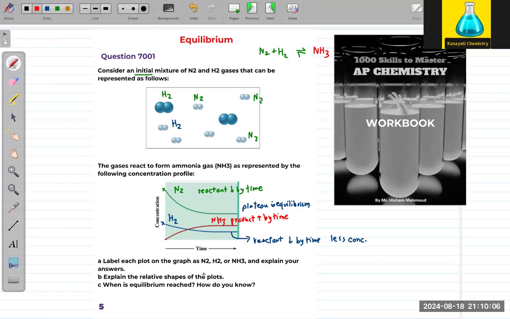This explains the relative shapes of the plot. So I can see this is decreasing, and then at the plateau becomes in equilibrium. So it is fixed, it does not increase. And then H2 and NH3 is the same. When is equilibrium reached? When there is a plateau. So here there is no decrease, here there is no increase, here there is no decrease. At this point, you can see that equilibrium is reached.